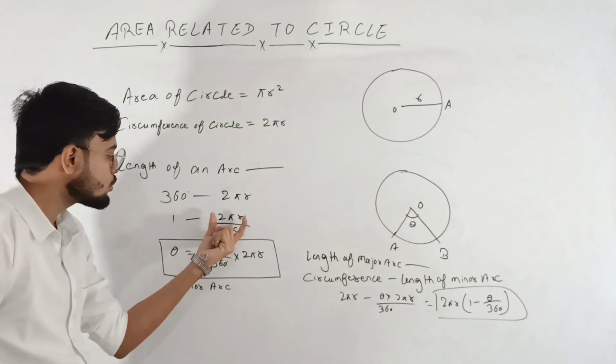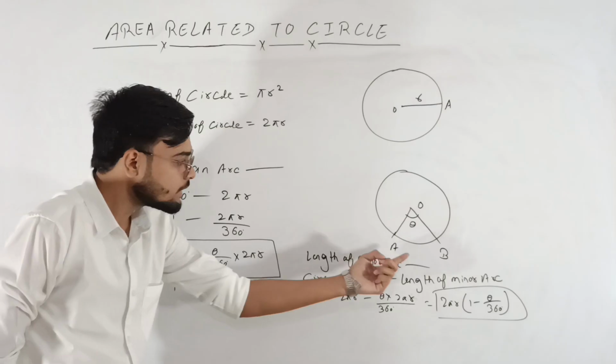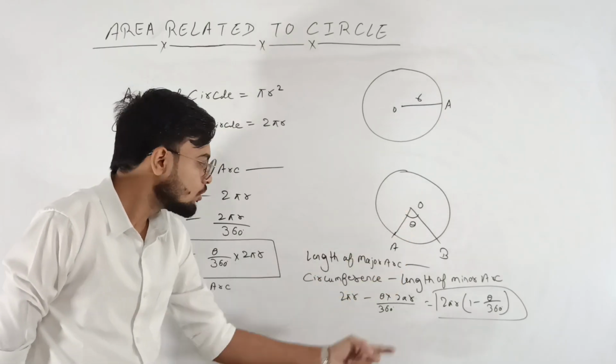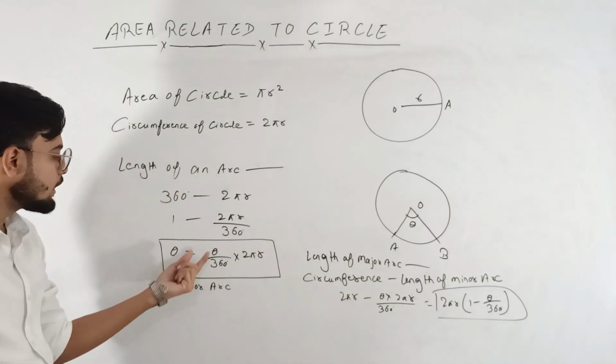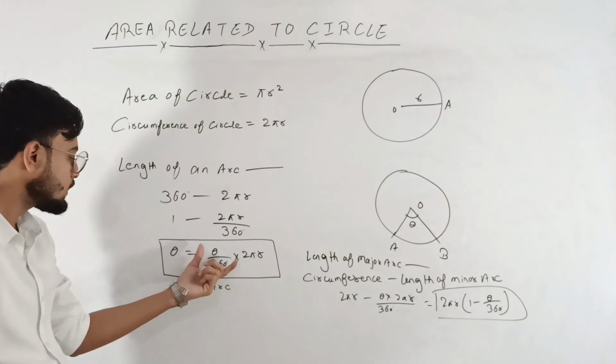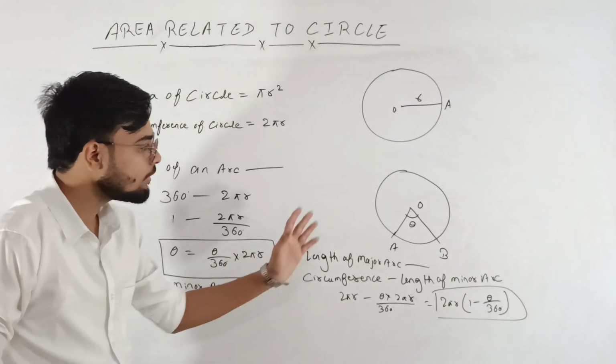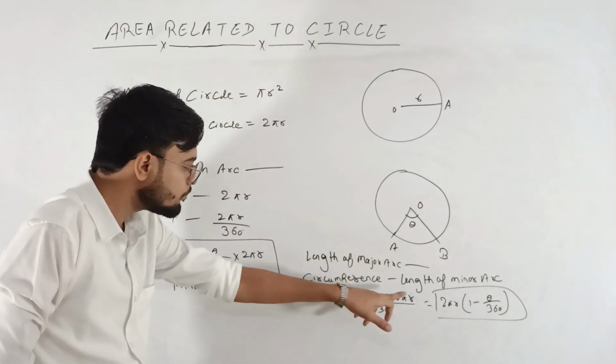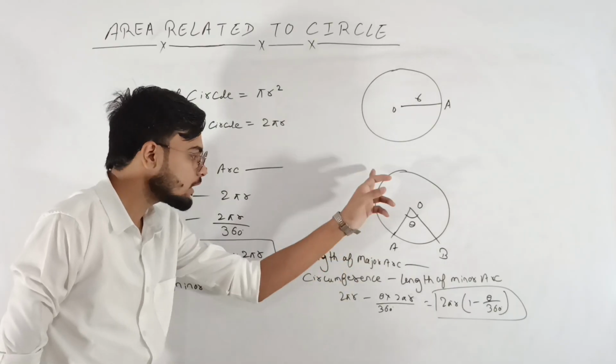So for 1 degree, length is 2 pi r upon 360 degree. Now this arc makes an angle of theta with the center. So for theta degree, the length is what? Theta upon 360 into 2 pi r, and this is the length of the minor arc. Now how do I find the length of the major arc? I subtract the length of the minor arc from the circumference of the circle.